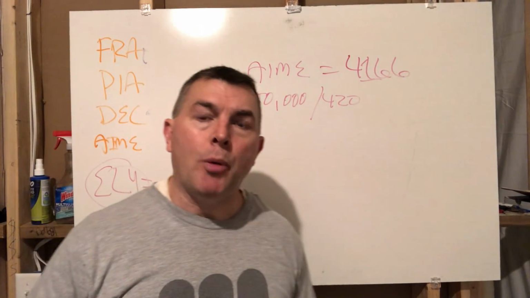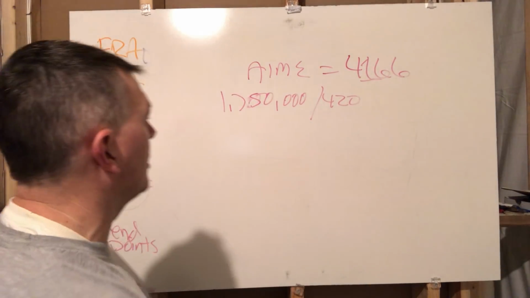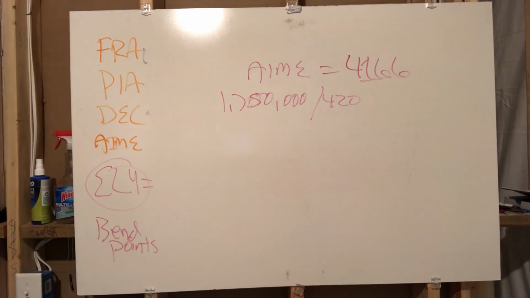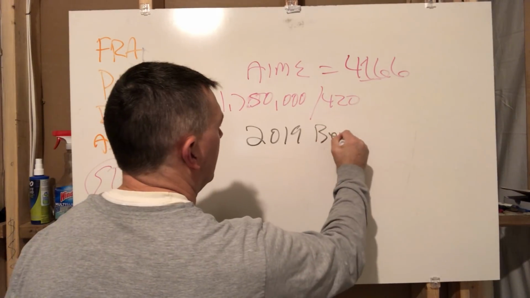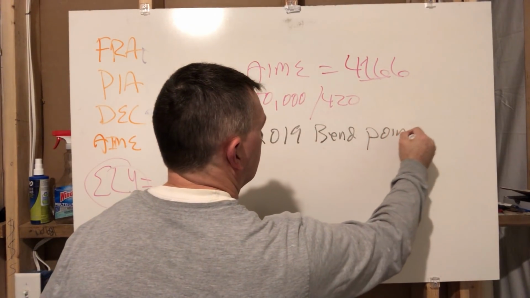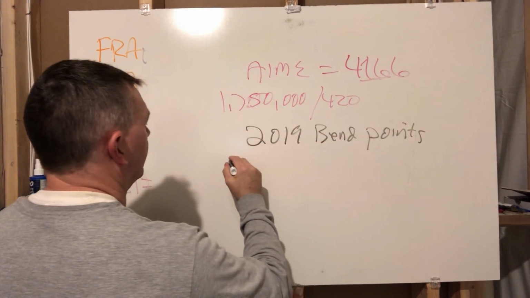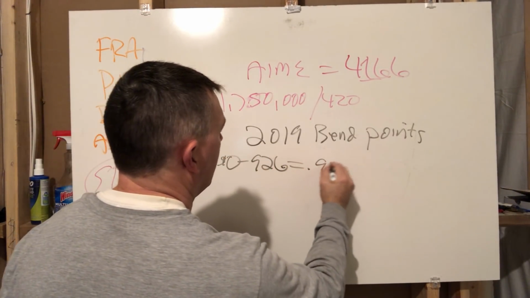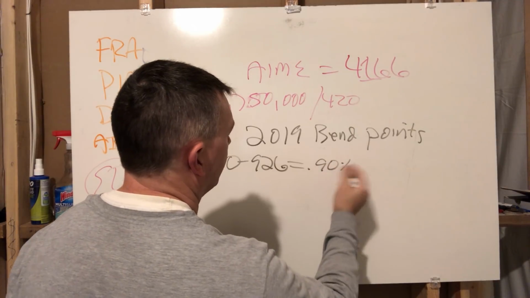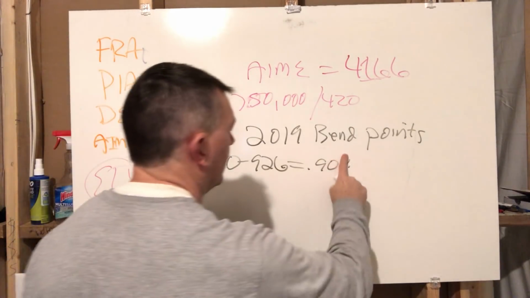And what happens, the bend points change every year. So for this year, we're going to do the 2019 bend points. The 0 to 926 is 90%, or 0.9.